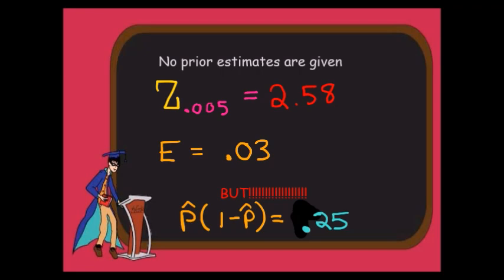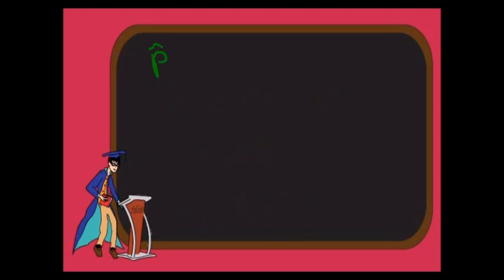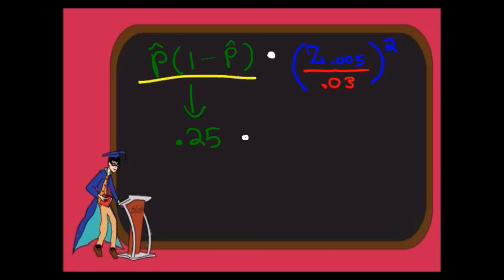Let's see what happens. So I'm going to rewrite the formula. The p hat times the 1 minus p hat times the z sub alpha over 2, which was z sub 0.005, divided by the margin of error, squared. Well, that p hat times 1 minus p hat is 0.25 this time. That's all we did. If no prior estimate is given, you take this huge chunk right here and you cut it down to 0.25. Nothing more. Just keep it as that. Don't move it. Don't change it. Just leave it as 0.25.